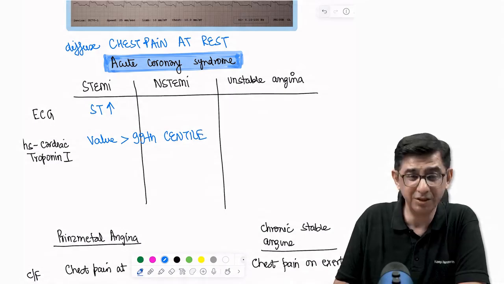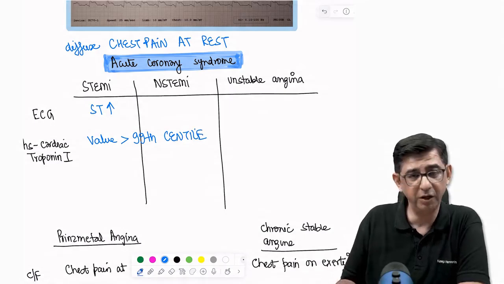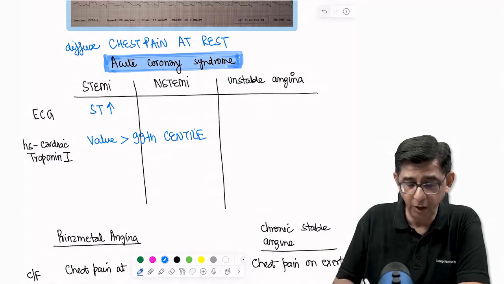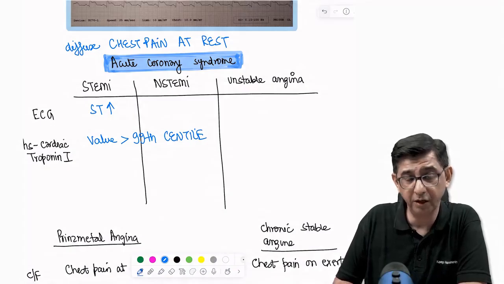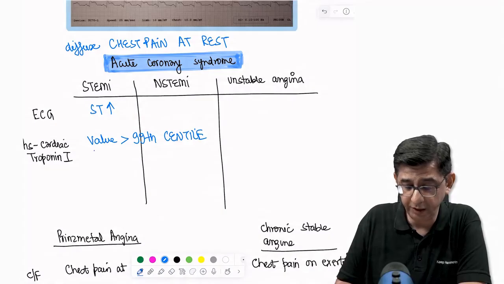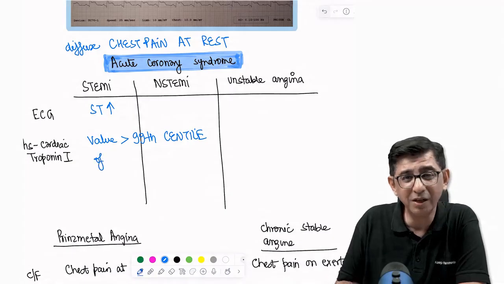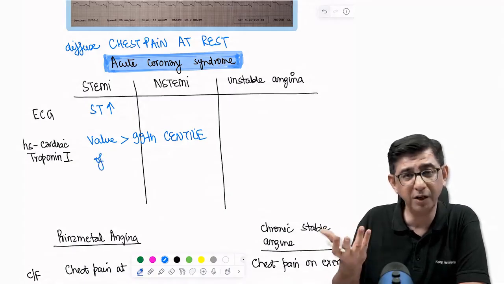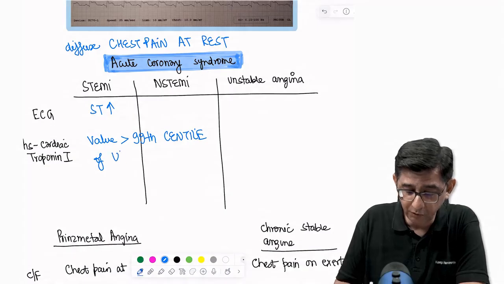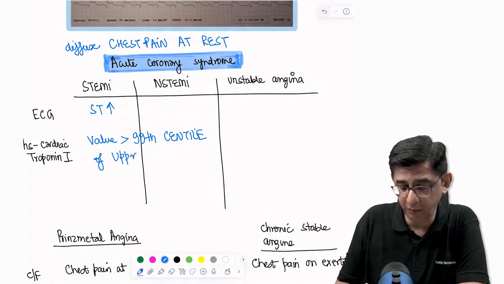When you write it, I would suggest you write it in both ST elevation and non-ST elevation MI, because obviously both will have a biomarker increase. HS means high sensitivity: high sensitivity cardiac troponin I, value greater than the 99th centile of the upper reference limit. That's just to make it sophisticated. It means cardiac troponin I is elevated in the blood. What is he writing? Value more than the 99th centile of the upper reference limit.